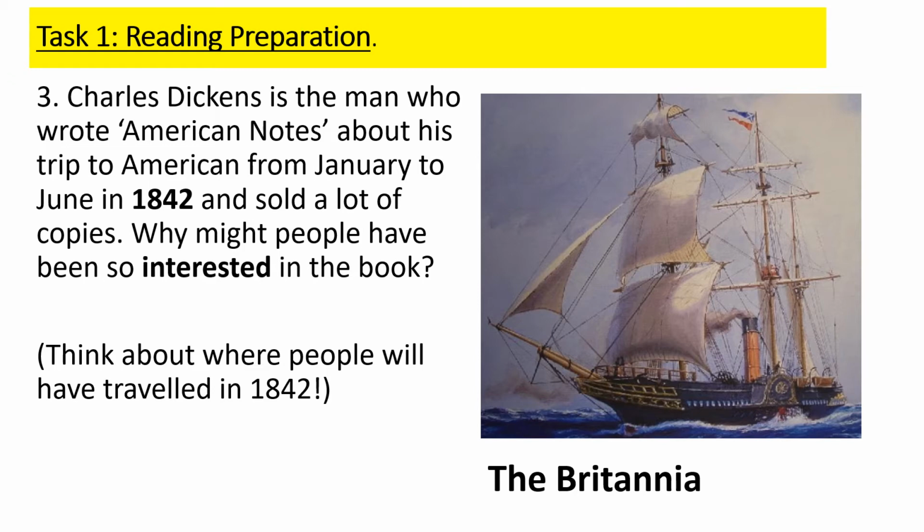Maybe you thought about the fact that many people just didn't get to travel. Travel was very expensive. It was also very dangerous. The picture on the right, that's a ship, and it's not just any old ship. It is the ship that Dickens travelled in. It's obviously a painting, and it's called the Britannia, that very British sounding name, because although by now America's independent, it still has really strong ties to England.